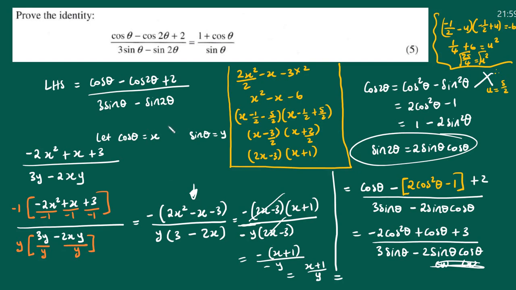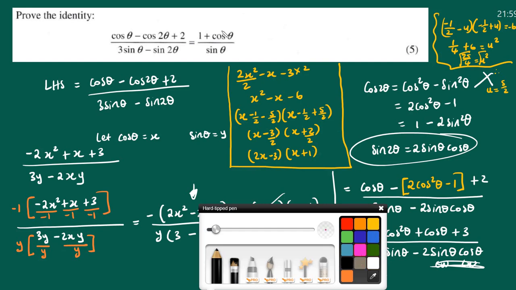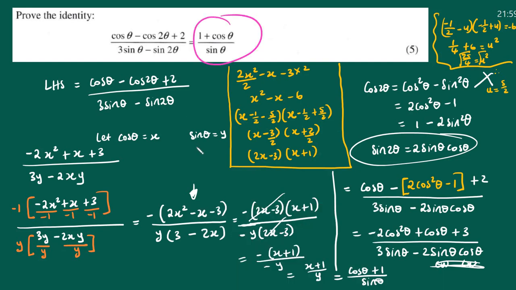Now let's remember that we said x is cos theta, so we're going to have cos theta plus 1 over what? Over sine theta. What do you know? That should be equal to this thing. So it's all about factorization. Like I told you guys, these trig identities are just factorization in disguise form. So if you know how to factorize, this should be quite easy.